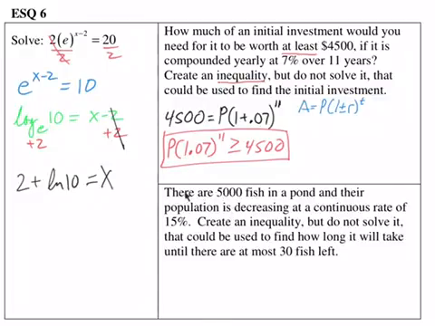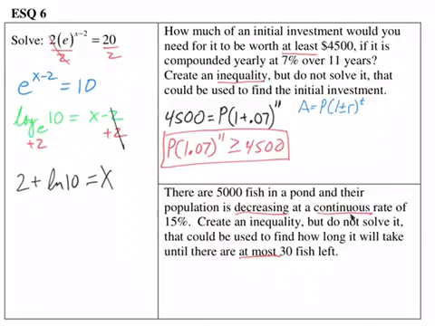This last problem here. There are 5,000 fish in a pond. The population is decreasing. Let me underline that word, decreasing. It's going to be really important. And this word, continuous. Both those are very important. So we have 5,000 fish decreasing continuously at 15%. We want an inequality again, but do not solve it. It could be used to find out until there are at most 30 fish. That at most is going to be very important. So we are shrinking continuously, and it's going to be at most 30.